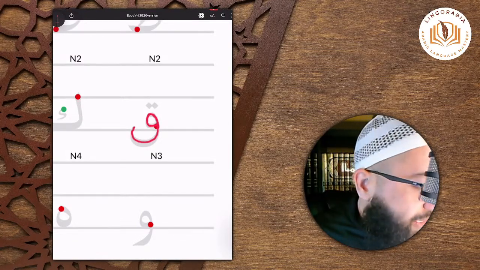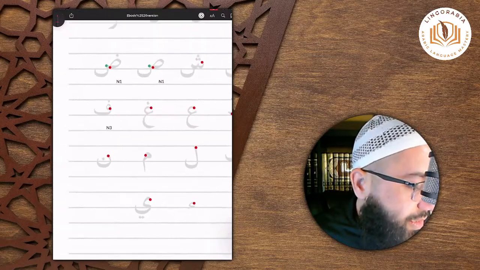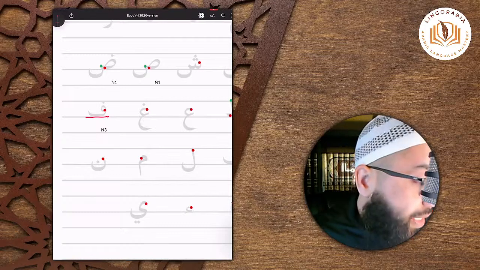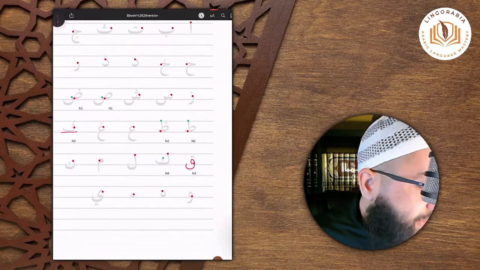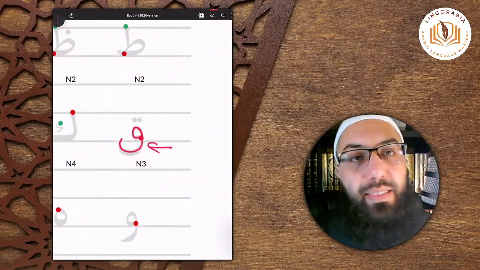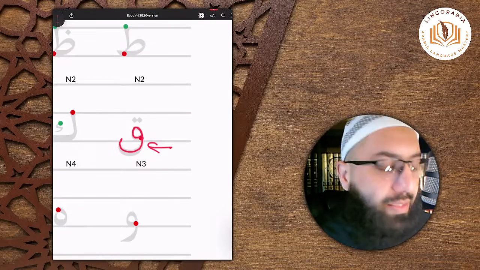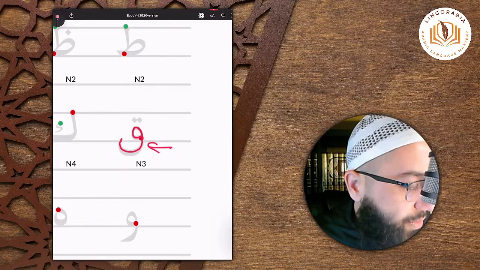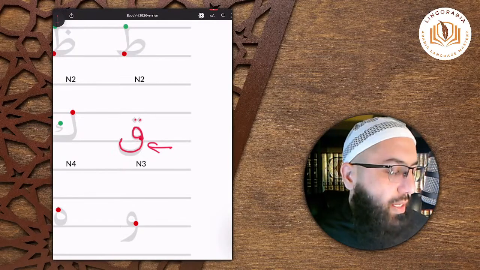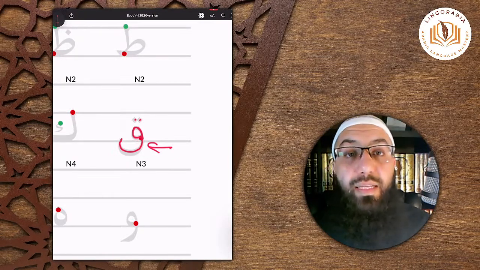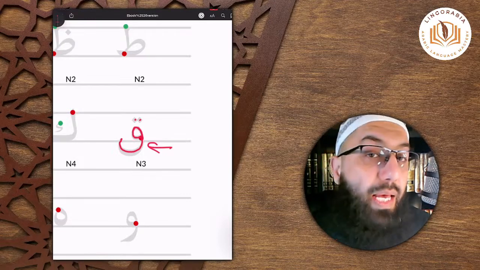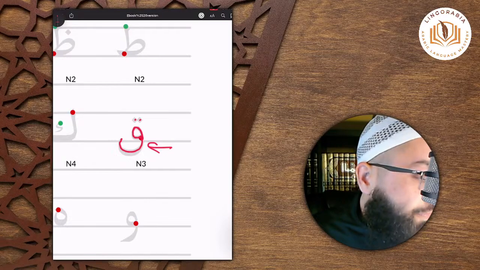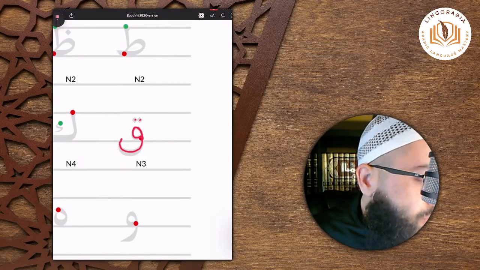Okay, so as you can see, the fa stays on the line, but the qaf goes beneath the line. That's the difference between the fa and the qaf. And also the dots. The qaf has two dots, obviously, and the fa has one dot. So there are two differences in shape. One is that the qaf has a deeper curve, and the second is that the qaf has two dots in contrast to the fa, which has only one dot.